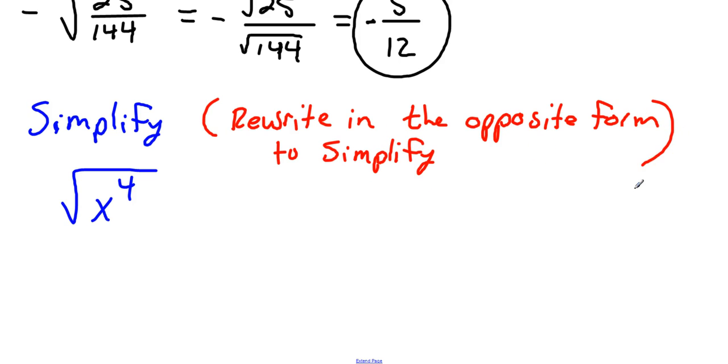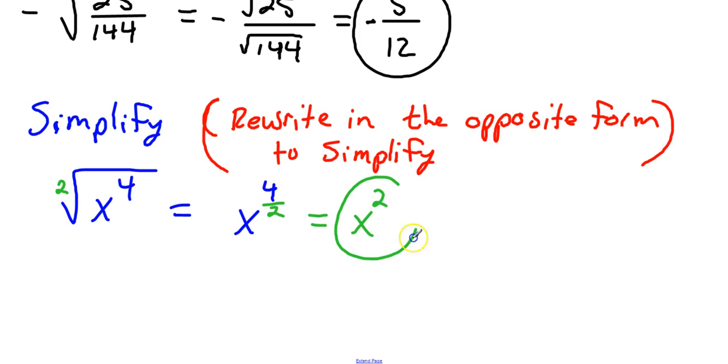Now, sometimes they may just sneak one in where you can just do it just like it is, but most of the time, whichever form they give it to you, you've almost got to rewrite it in the other form to be able to simplify. So if you have square root of x to the fourth, we're going to take x to the fourth, and because this one is a square root, divide it by 2. And then you've got this fraction, so what's 4 divided by 2? Easy, right? That's just 2. So there you go. That would be x squared.